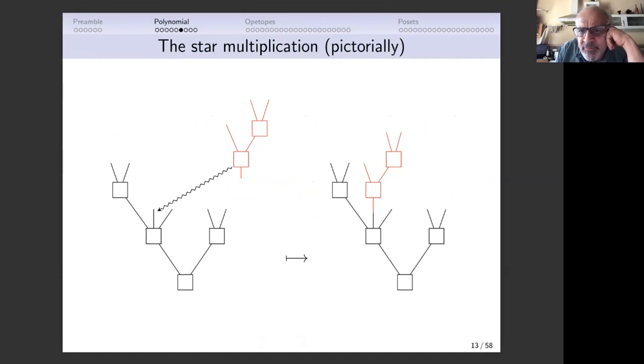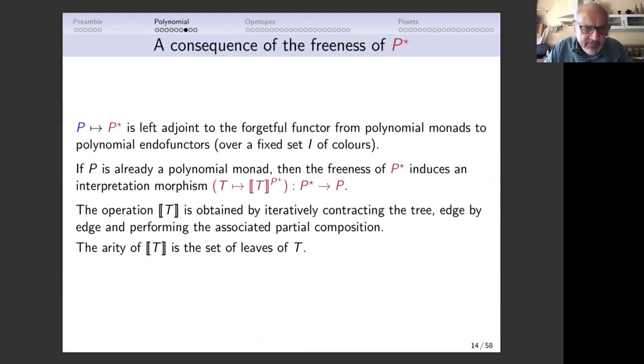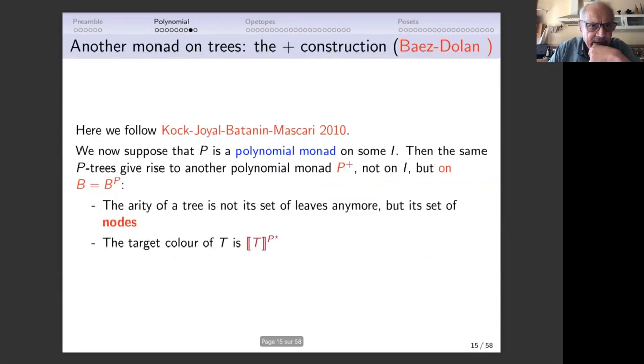For example, you compose these two red things first, then you get an operation, then you can compose here, and progressively you contract your tree until you have composed everything. Okay. So that's the notion of composition of a tree, which will be important in the next slide, because there is now another way to look at trees and to make out of trees another polynomial monad than the P star monad.